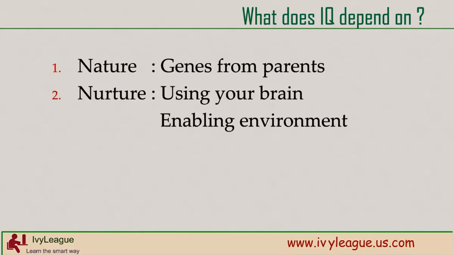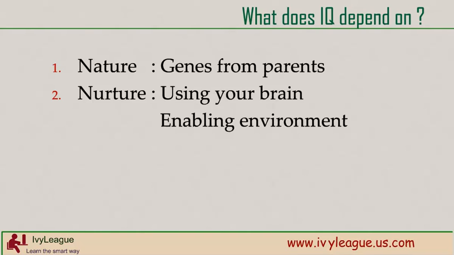Scientists believe that intelligence at the time of birth depends on heredity, that is, the genes from parents. If your parents are intelligent, then you would be born intelligent. But this is not the whole story. After birth, your intelligence keeps on increasing fast because you use your brain. As you use your brain more and more, your brain becomes a well-oiled machine and gets sharper.